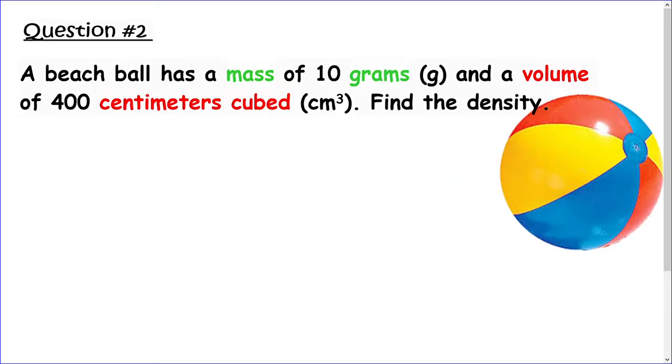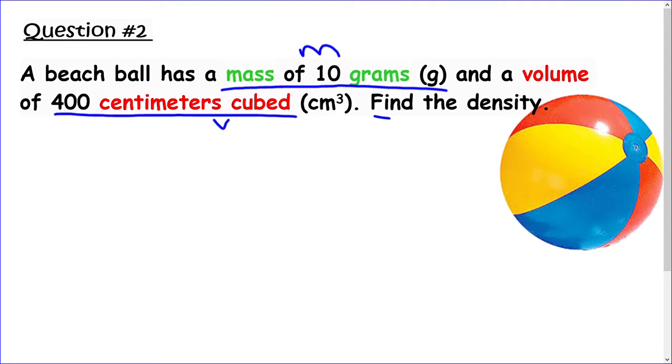Alright, so let's try number 2. So again, I'll get you to pause the video, give it a try, and come back when you're ready. Alright, so in number 2, it says a beach ball has a mass of 10 grams, so it's giving you the mass, and it's got a volume of 400 cubic centimeters. So here it's giving you what the volume is, right? Volume of 400 cubic centimeters.